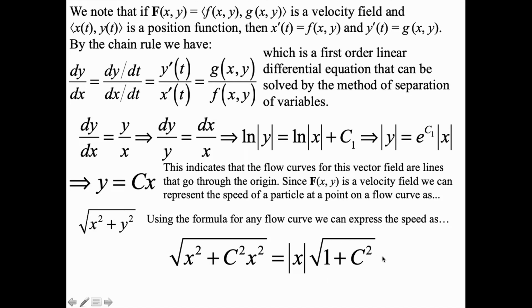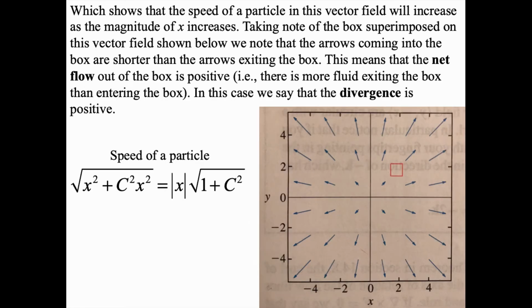So what does this tell us about the speed as we go through this vector field, or this velocity field? Well, that really tells us that the speed of this particle in this vector field would increase as the magnitude of x increases. I don't care if x gets very big, very positive, or very negative, the magnitude is going to increase, and we're saying basically that that speed will increase as the magnitude of x increases, because this square root of 1 plus c squared is held constant.